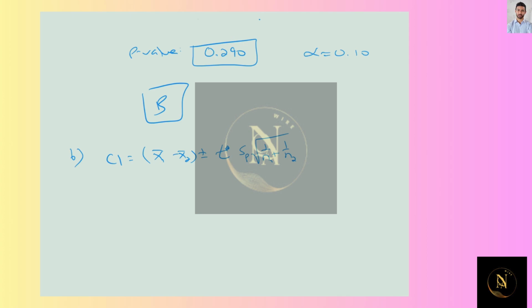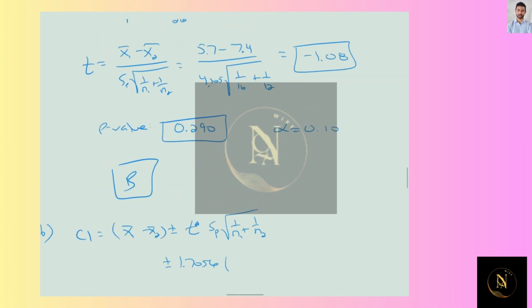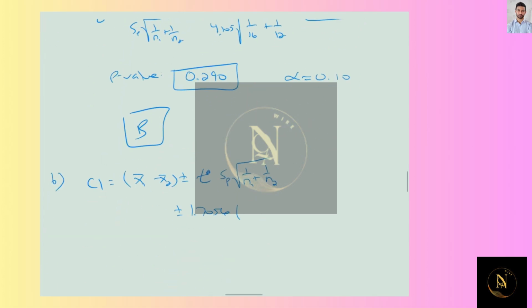with 26 degrees of freedom with a significance of 0.1 is 1.7056. The pooled standard deviation again is 4.105. The difference of the means was 5.7 and 7.4.